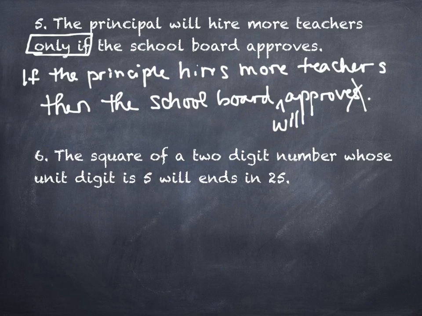Okay? All right, the last one is a little bit of an interesting one. It says the square of a two-digit number whose unit digit is 5 will end in 25. So now what? I'm supposed to put an if, so I can start with that, right? I can write the word if. It's going to be an if P then Q. What's going to be P? What goes at the beginning? If what?